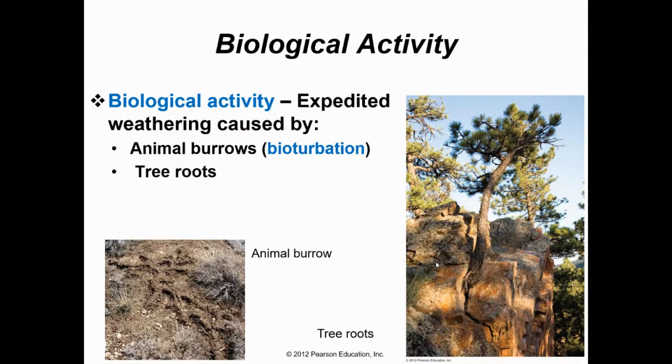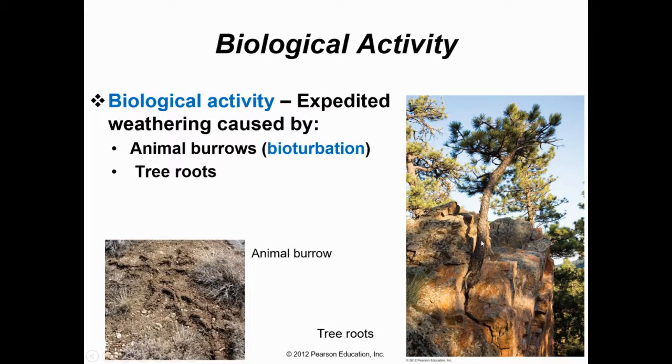Another example of physical weathering is biological activity, which is actually quite important. Animal burrows, which is called bioturbation. Basically, you get critters like gophers digging their tunnels and burrows. What they're doing is loosening up the soil and aerating it. So that's actually very productive, that's good for the soil. But since it loosens up the soil, it makes it more prone to erosion. So it's kind of a double-edged sword.